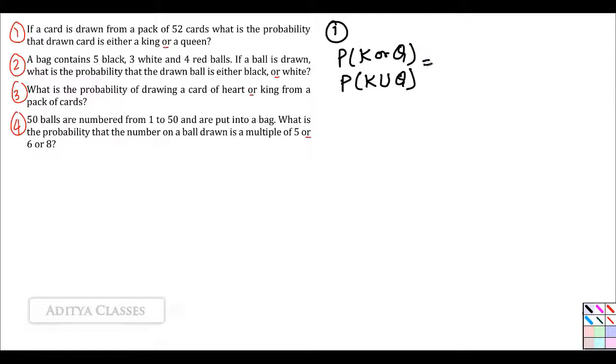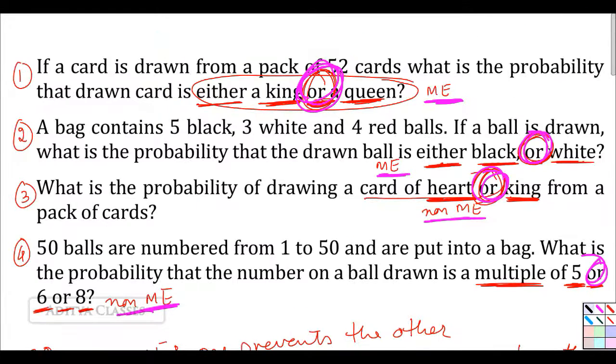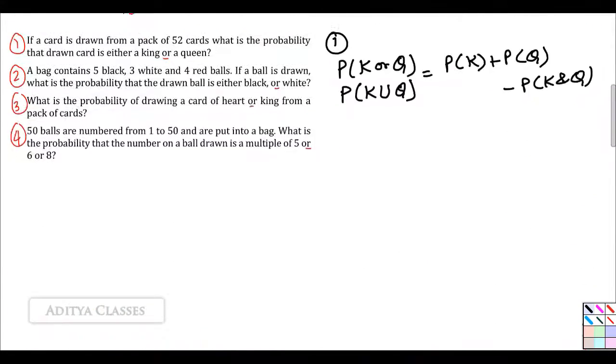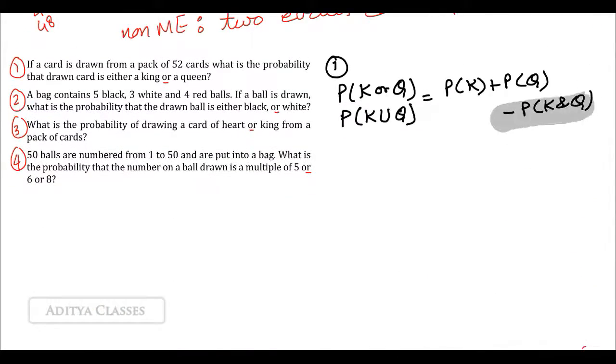If you remember, the formula is probability of king plus probability of queen minus probability of king and queen. This could have been written here if it were a case of non-mutually exclusive, but our question is a mutually exclusive question. King or queen, these two cannot happen together, so there is no way that you'll be having this term. So our answer will be probability of king plus probability of queen.